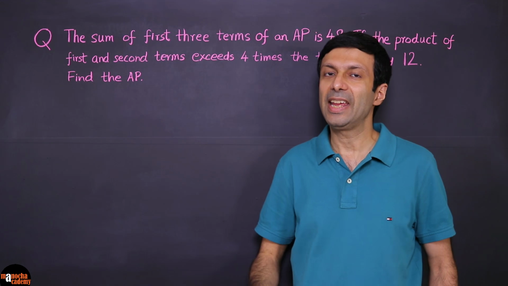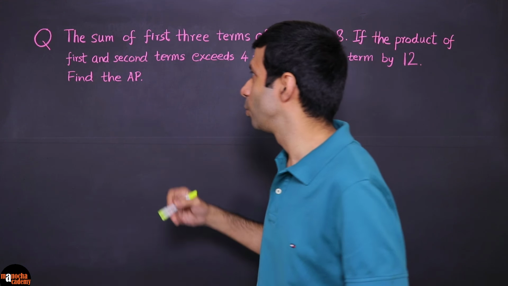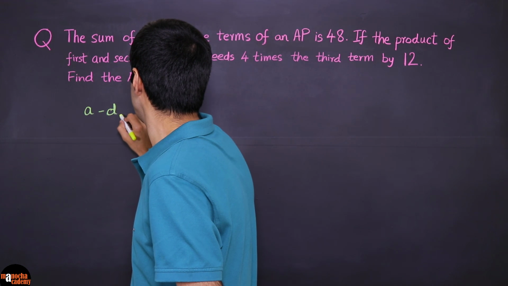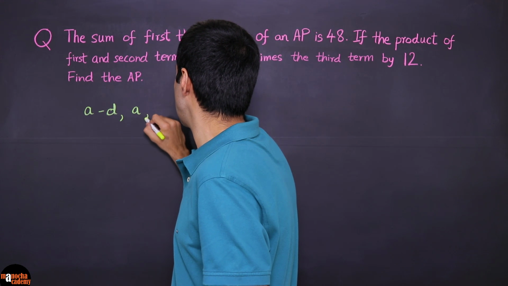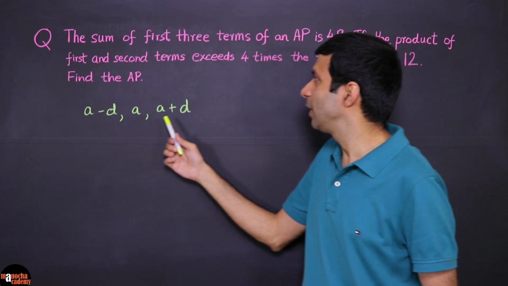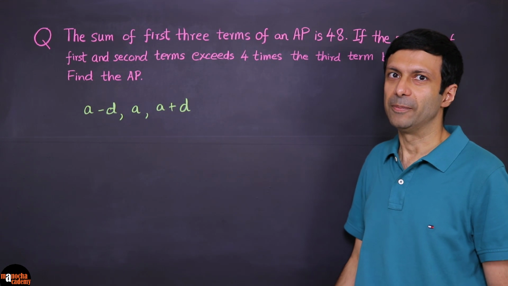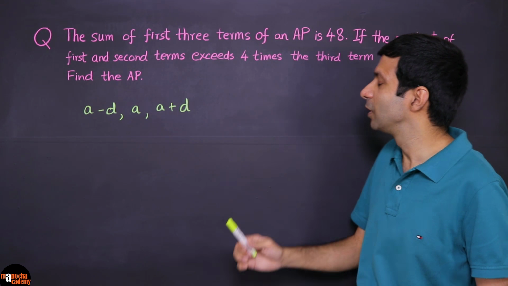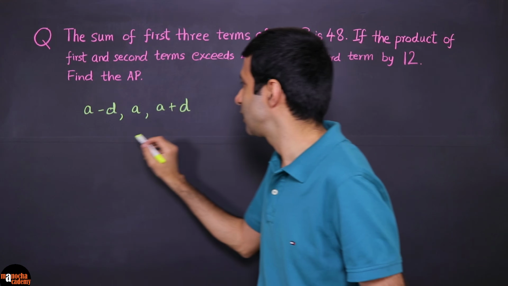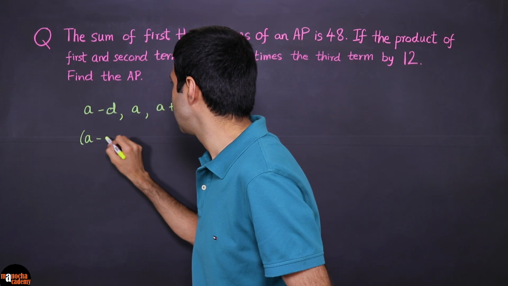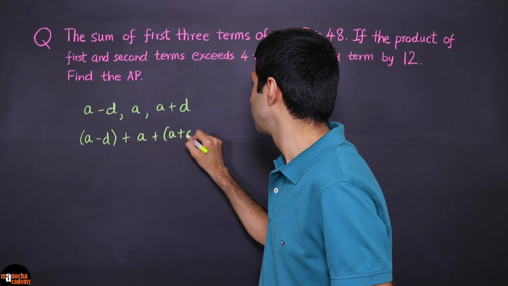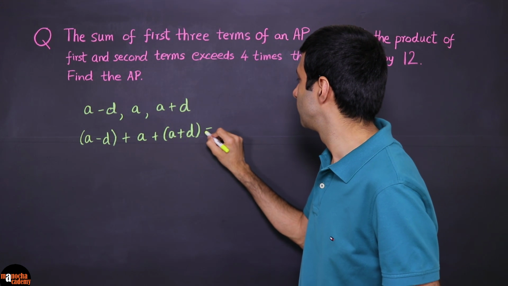So rather than taking A plus D and A plus 2D, we're going to take these 3 as our first terms. A minus D, A and A plus D. So let these be the first 3 terms of the AP. And since it says the sum of the terms is 48, let's see what the sum of the 3 terms will be. So this plus this, right? So it's going to be A minus D plus A plus A plus D. And the sum is given as 48.